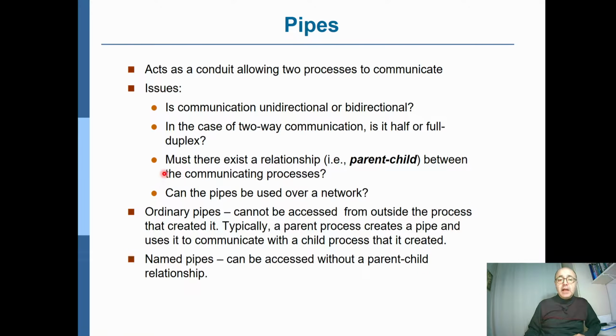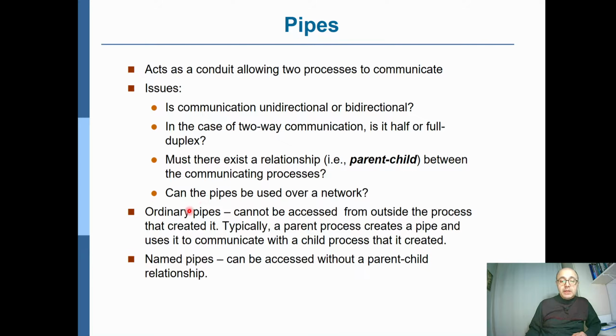Should there always be a relationship between the two processes, like the parent-child relationship, as we'll see, or can it be done without such a requirement? And we'll see that both answers are yes. We'll see soon. And can the pipes be used over the network? So we'll talk about two different types of pipes. One is called the ordinary pipes, and the other is called the named pipes.